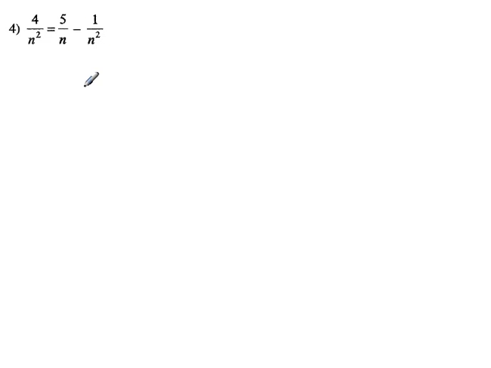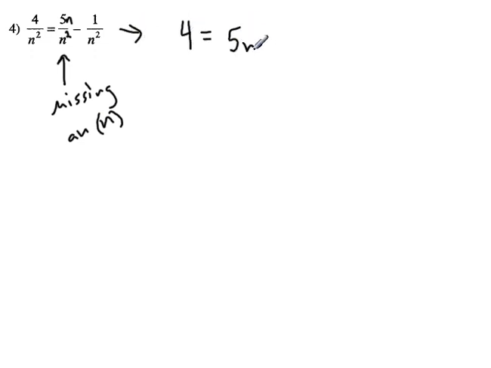Alright, number 3. What's missing? I'm going to simplify this. The only thing that's missing right here is an n. So I'm going to put a squared right here, meaning there's 2, and I'm going to put an n right here. My next step is simply 4 equals 5n minus 1.